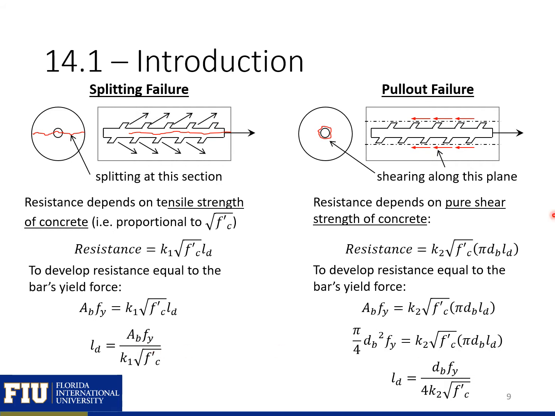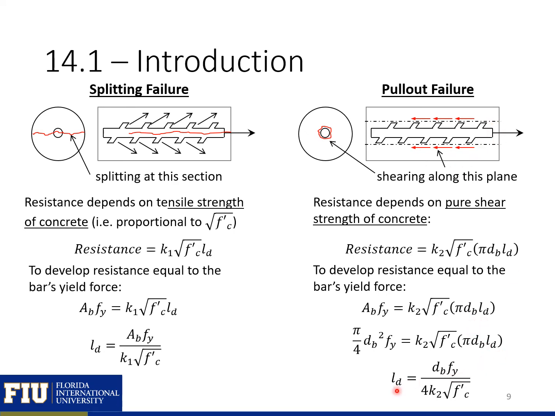Similarly, for pull-out failures, our resistance depends on the pure shear strength of the concrete right along this shearing plane. So our resistance is equal to K2, a constant, times the square root of f'c. To develop our resistance, we again want to set this Ab times Fy equal to this K2 times the square root of f'c times the area of our shearing plane.